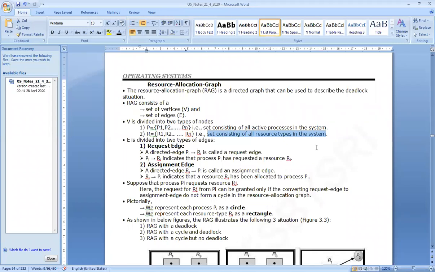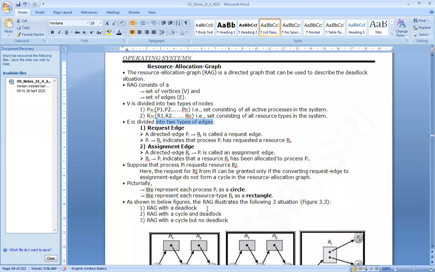Next, E is divided into two types of edges. E is nothing but edges, and V is nothing but vertices. In the vertices we have two types: one is P and one is R. P represents the process, R represents the resource, and E is divided into two types of edges: one is request and one is assignment. What does request mean and what does assignment mean? That we'll see.